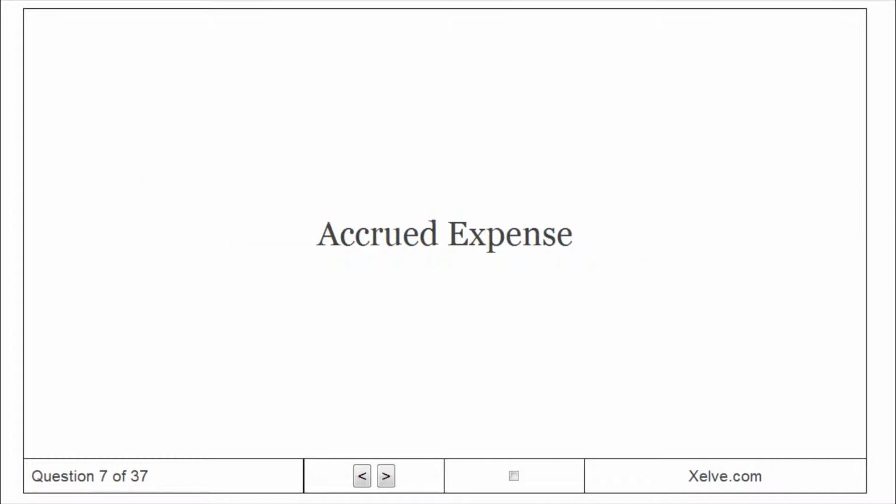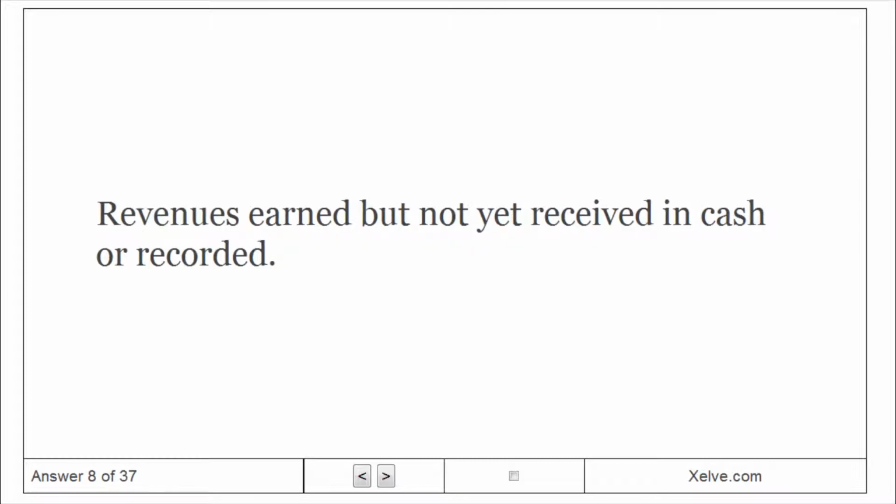Accrued expense: expenses incurred but not yet paid in cash are recorded. Accrued revenues: revenues earned but not yet received in cash are recorded.